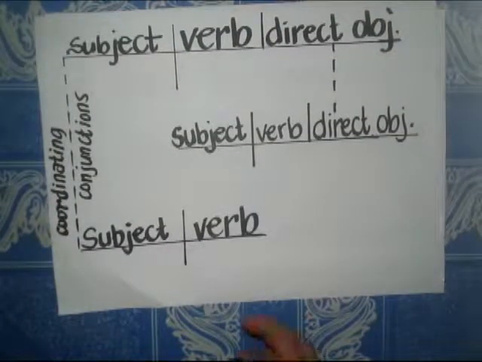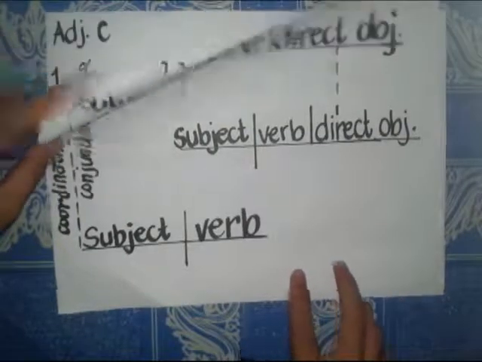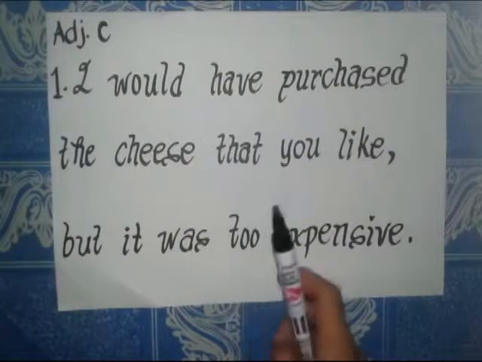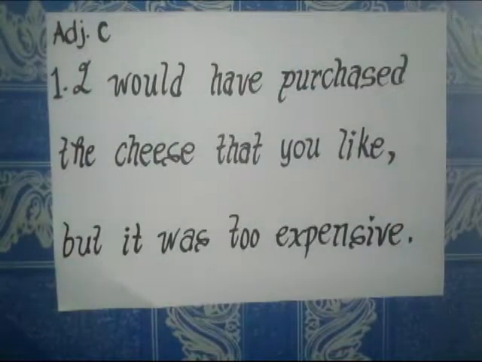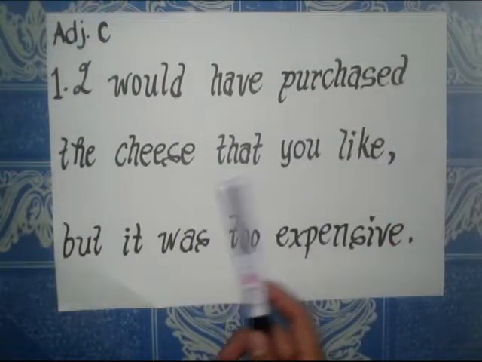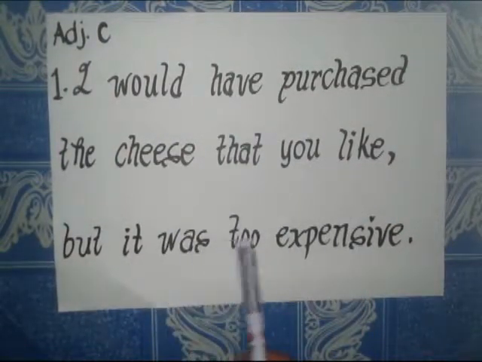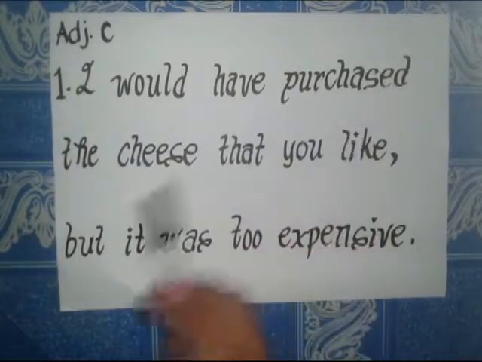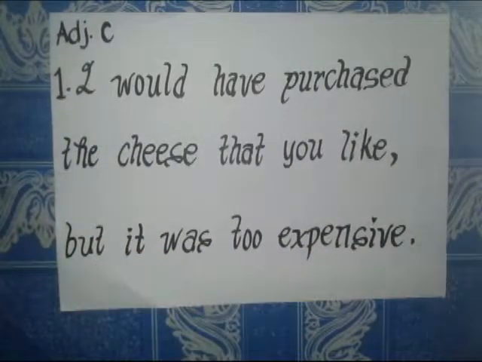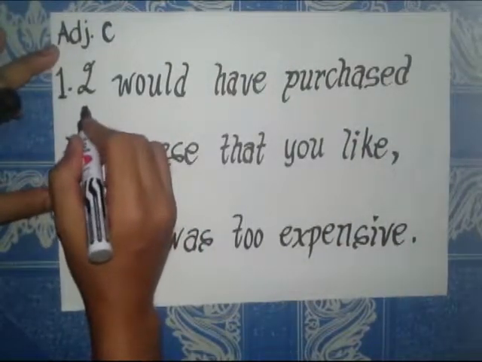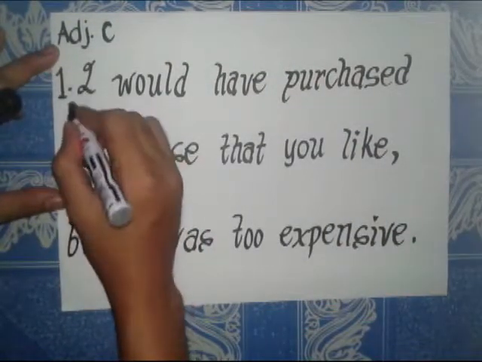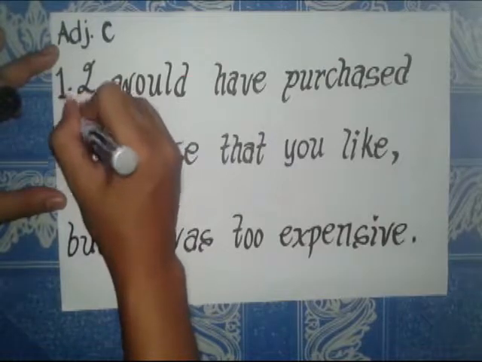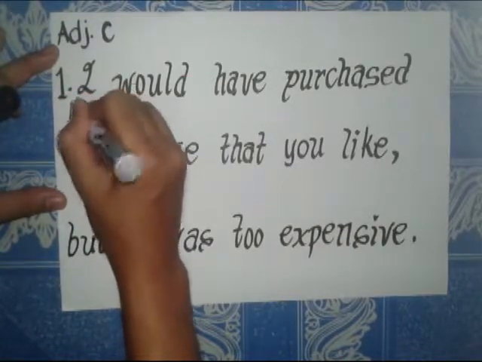I would have purchased the cheese that you like, but it was too expensive. So we're going to know the function of each word here in the sentence. So I here functions as the subject, a noun.